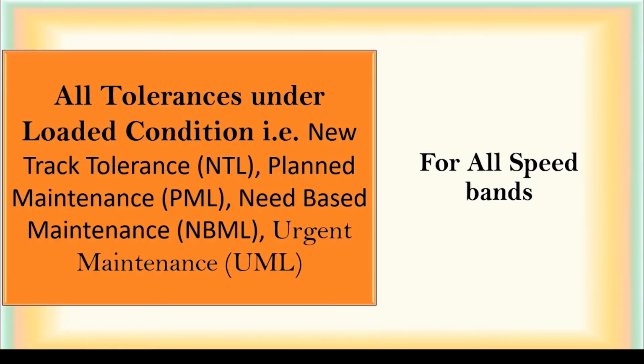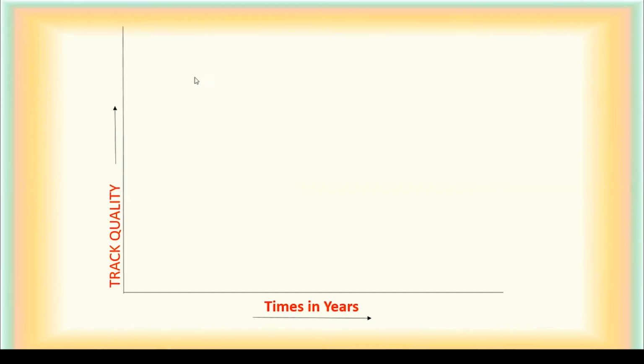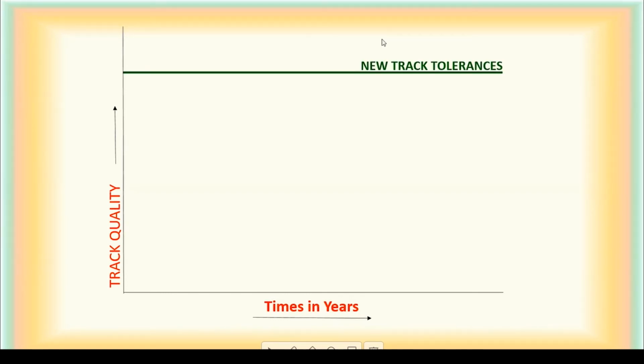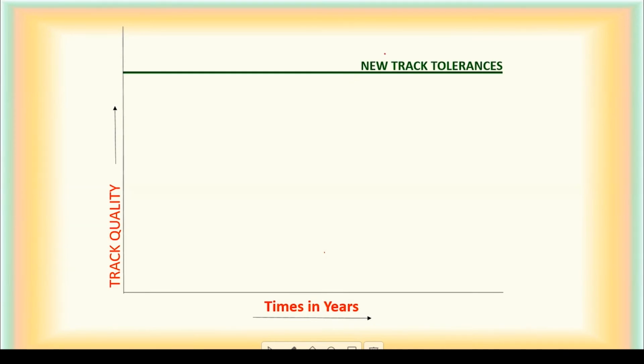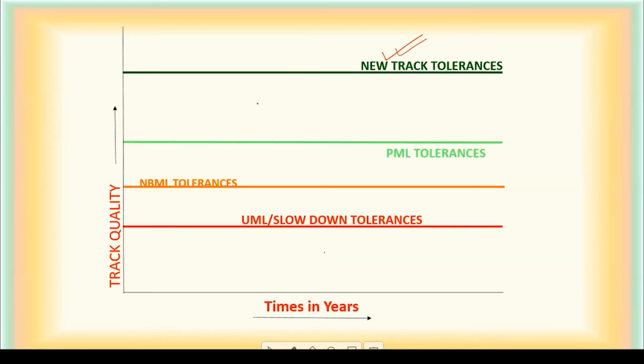Okay. So this is just a graphical representation of various tolerances. Of course, it is not to scale, it is just for understanding. If you lay a track, you lay it to the highest standard, the best quality track you lay. Now once operation has started, with time what will happen? These are 4 tolerances actually.